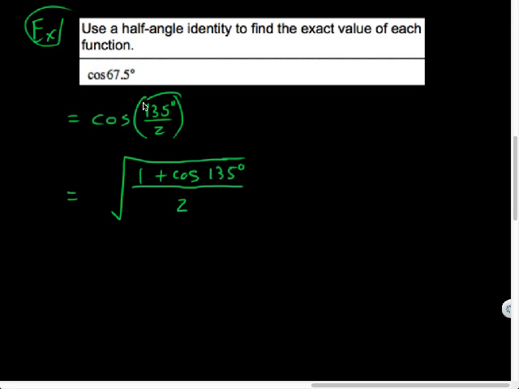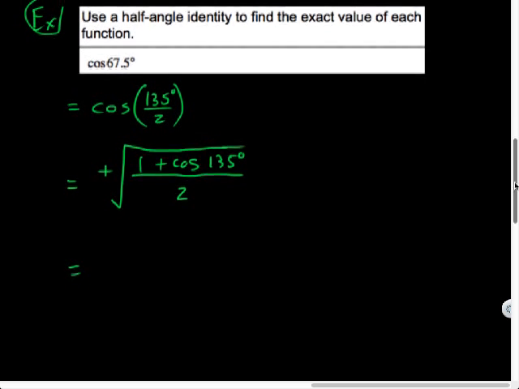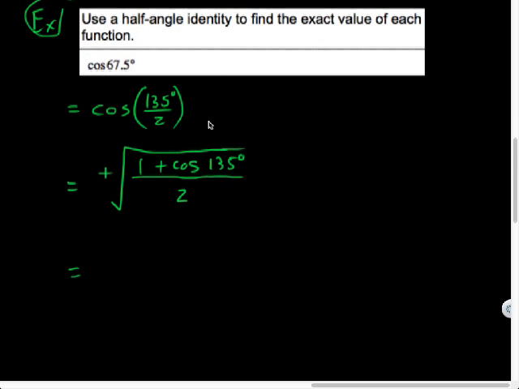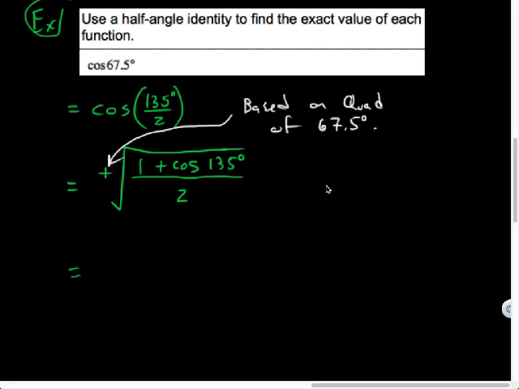First, I know this is 135 degrees, but the angle that I'm finding is actually 135 divided by 2, which is 67.5, which is in the first quadrant, in which cosine is positive. Okay? Good. So I'm looking for the positive square root there. Once again, let's just remind ourselves, based on quadrant, of 67.5 degrees. All right, that is where that was from.